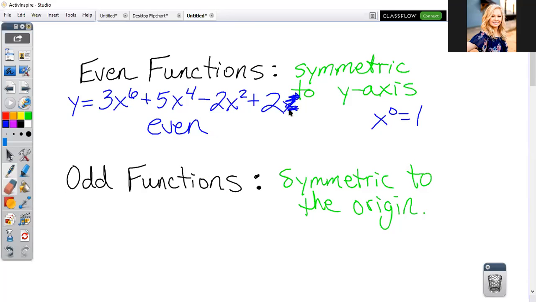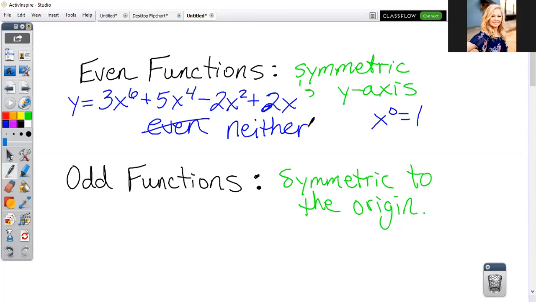Let's just say, instead of erasing that, I just put 2x. Well, now what are my exponents? 6, 4, 2, and 1. As soon as I get one that's not even, now it's neither. It's not even or odd. Because to be even, they all have to be even. To be odd, they all have to be odd. If you have some of both, it's neither even nor odd. Okay? So all you're looking for is exponents.